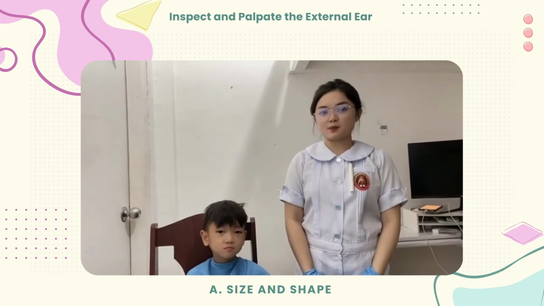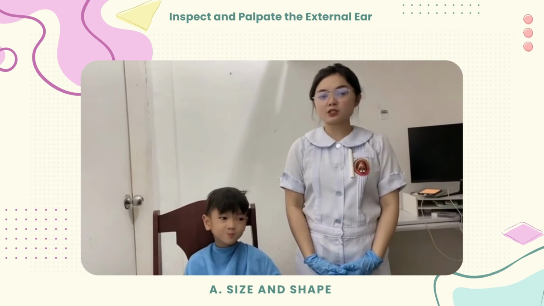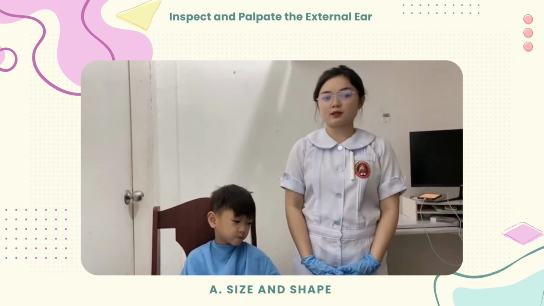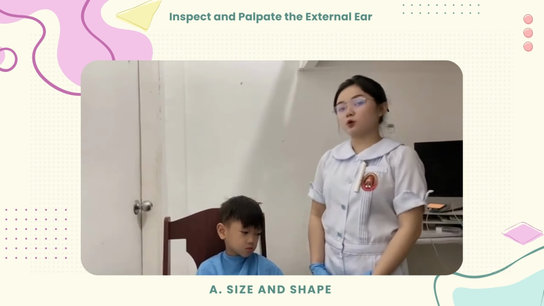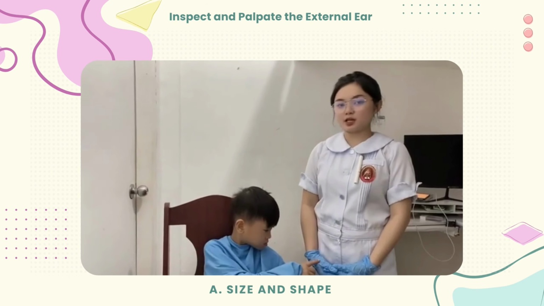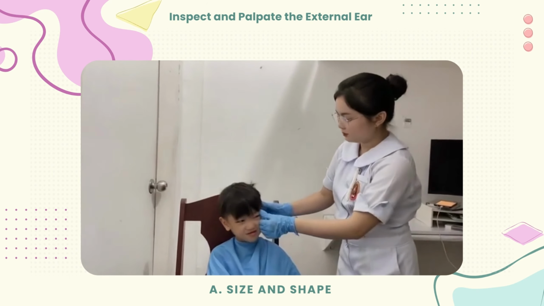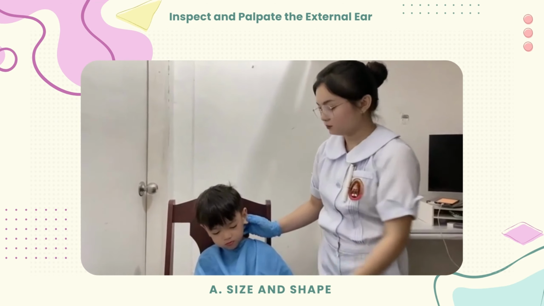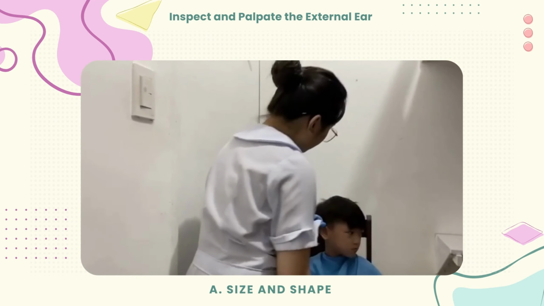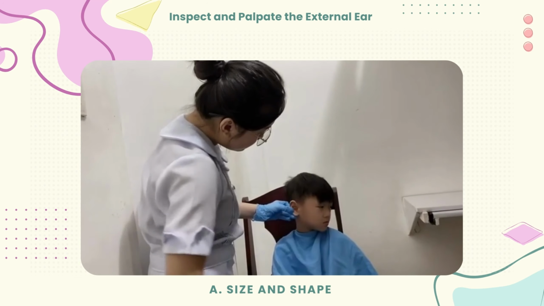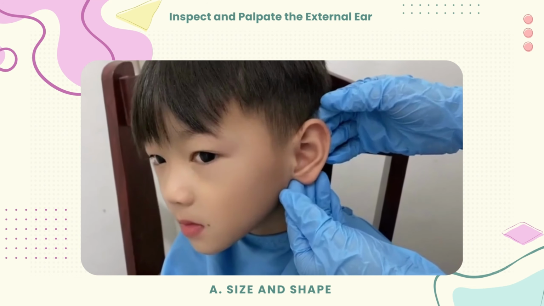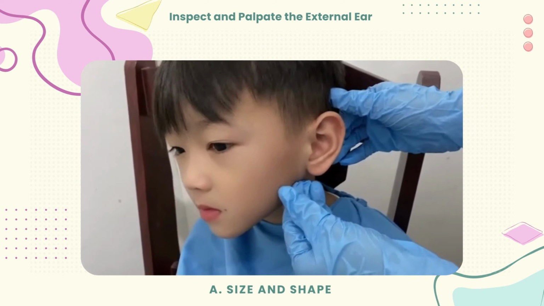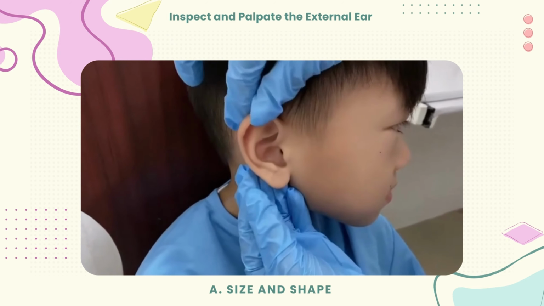The ear assessment, starting with inspection and palpation of the external ear. First, we're going to inspect the size and shape of the ear. Size and shape should be equal sized bilaterally with no swelling or thickening. Ears of unusual size and shape may be a normal familial trait with no clinical significance.